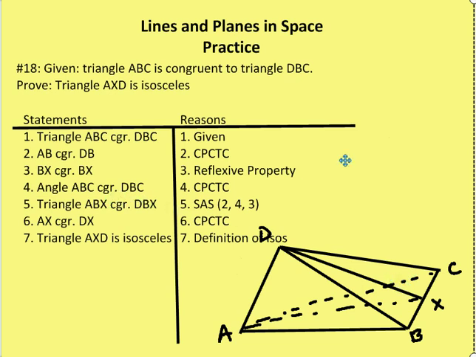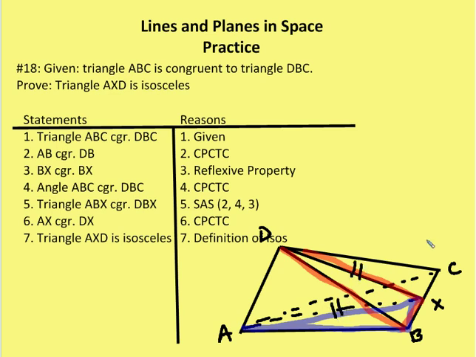And I know triangle ABX is congruent to DBX by side angle side. Now I can say that AX, and we'll mark this up again, AX is congruent to DX by CPCTC. And if AX is congruent to DX, then triangle AXD is isosceles by definition.